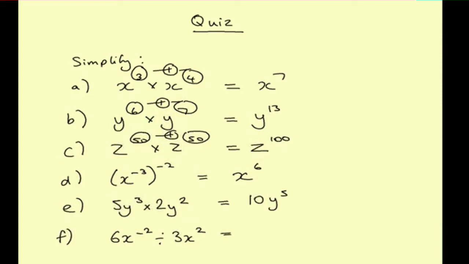6x to the minus 2 divided by 3x squared, well, we do 6 divided by 3, which is going to give 2. And then we subtract the power, so minus 2 minus 2 is going to be minus 4, so it's x to the power of minus 4.